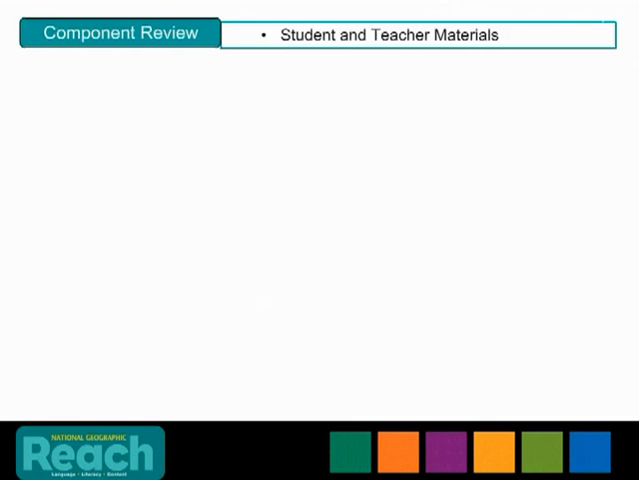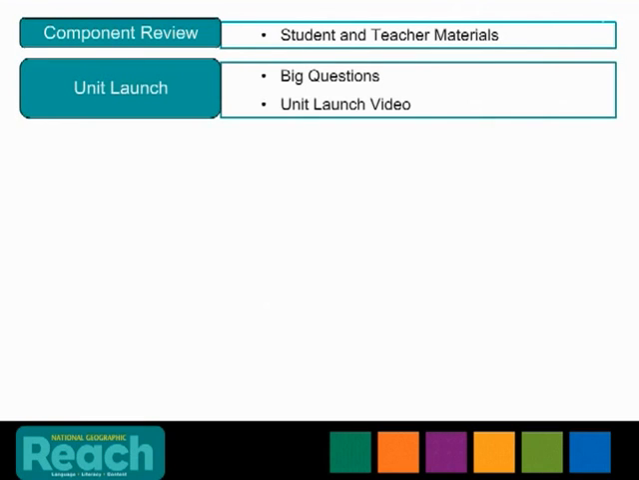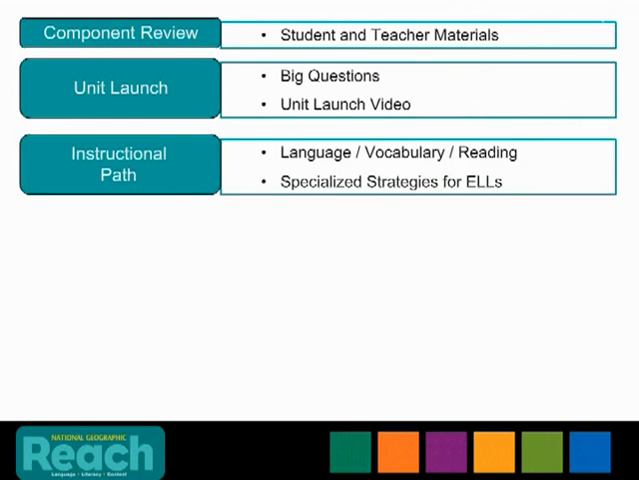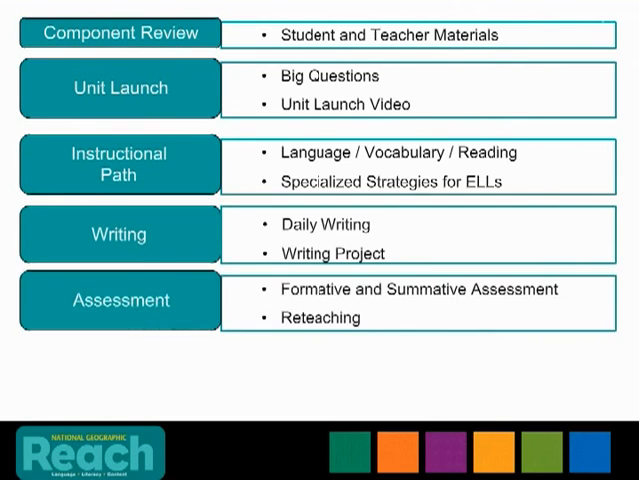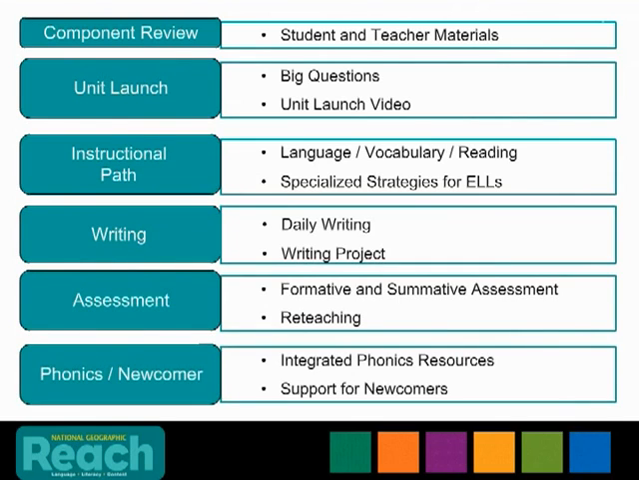In this session, we will be taking a thorough look at the instruction in Reach levels B and C for use at grades 1 and 2. We'll begin by reviewing the Reach student and teacher components. Then we'll get into the instruction for the big questions and the unit launch. Next, we'll take a detailed look at the language, vocabulary, and reading instruction in Reach and the specialized strategies for English language learners. Once we finish that, we'll take a look at the daily writing and the writing projects in Reach. Then, we'll take a detailed look at the assessment tools and reteaching options that you'll have available for each unit. And if you're using our Newcomer and Phonics programs, I'll also provide a brief overview of those resources. So let's begin with a review of the components at each level.